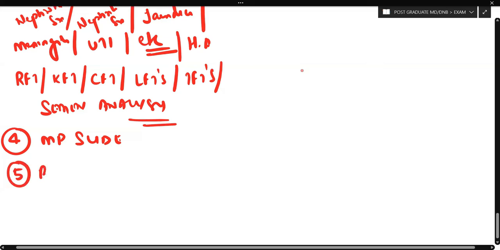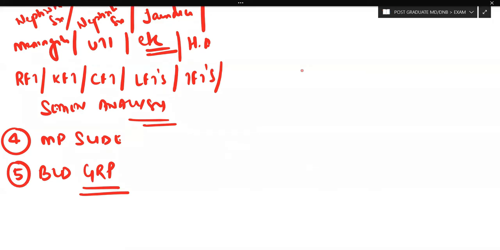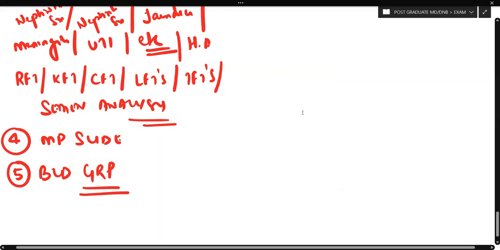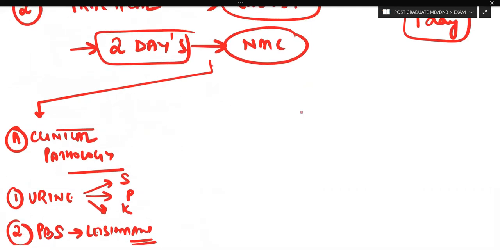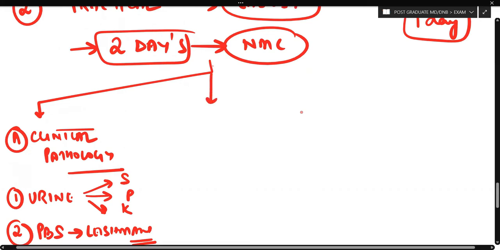Lastly, very importantly, they can keep blood grouping also. A separate section on blood grouping has been kept for you. There's a separate section of blood grouping in the hematology section that I've already kept. So blood grouping is very commonly asked in the exam. So is this very clear? One side you are getting this clinical pathology part. This is one section of your practical exam.